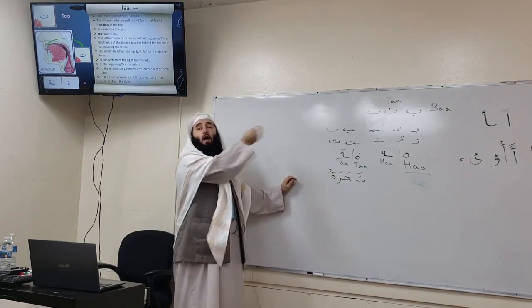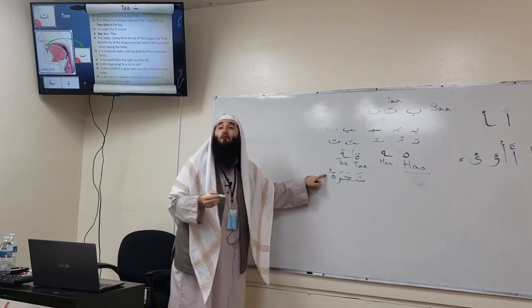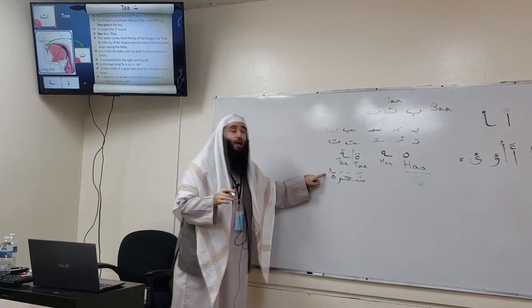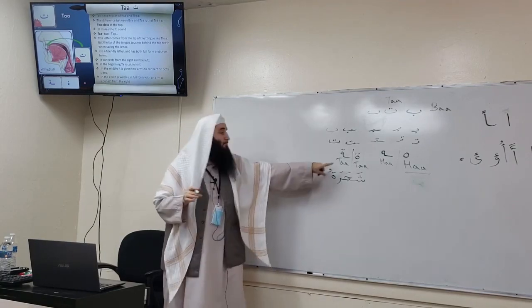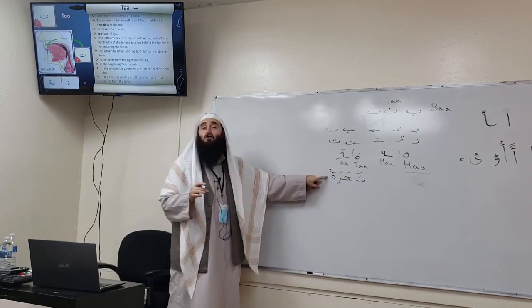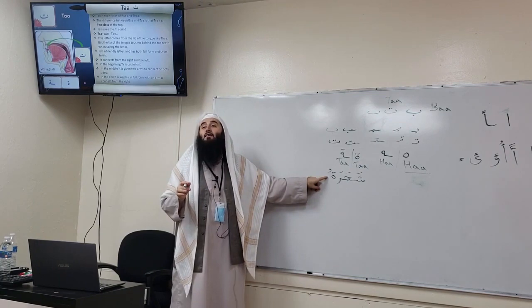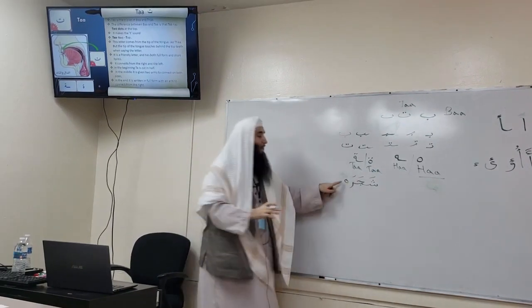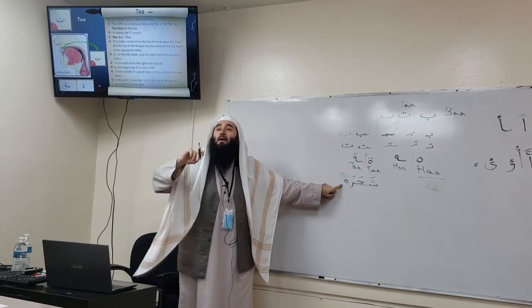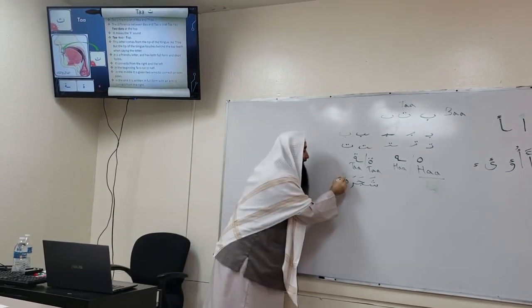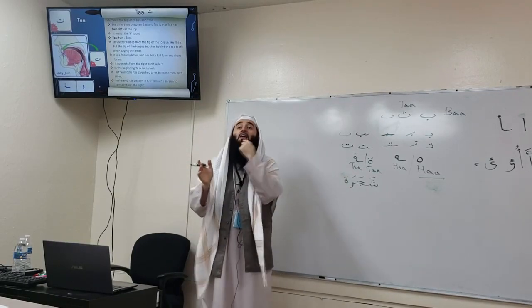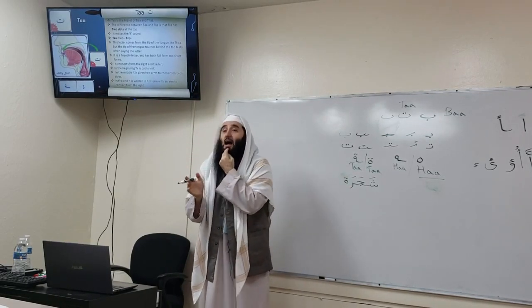Now, if I continue, Shajaratun Kabiratun, Shajaratu Kabira, I continue, I read the ta. If I stop, Shajarah. How do I stop? With ha. Shajarah. This letter becomes like a ha. But I cannot change the dot. The dot must be there. I see it as a ta, but I read it as a ha.